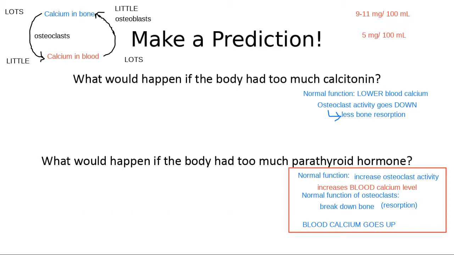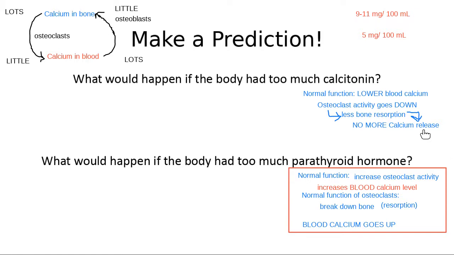If bone resorption stops, I am not releasing calcium from the bone anymore. Let me type that. The goal of bone resorption is to release calcium into the bloodstream. If I stop bone resorption, I'm not releasing calcium anymore. So we stop resorbing bone, we stop breaking down bone, no more calcium going into the bloodstream. So I'm not putting new calcium in.